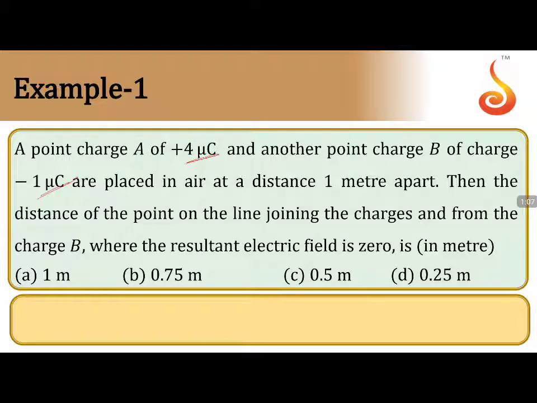So here the total separation between the two charges is 1 meter. So this is the data given here. Here I have charge A, 4 microcoulomb. Here I have charge B, minus 1 microcoulomb. And the null point will be outside the charges on the same line, but it will be outside the charges.